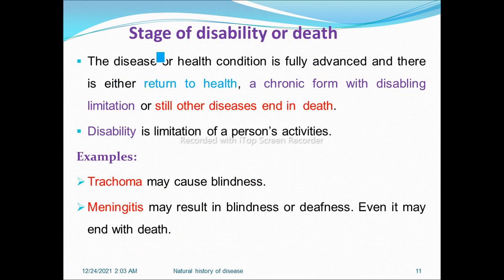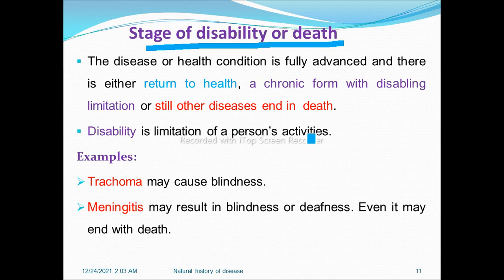The other is the stage of disability or death. This is the last, or fourth, stage. So the disease or health condition is fully advanced, and there is either a return to health, or a chronic form with disabling limitation, or still other diseases end in death. So in this stage, there may be disability, there may be death, or there may be recovery.